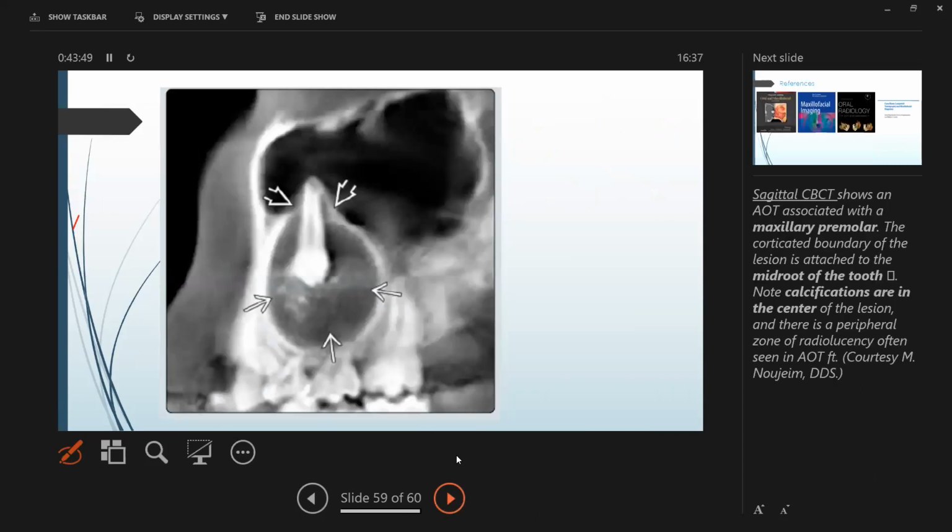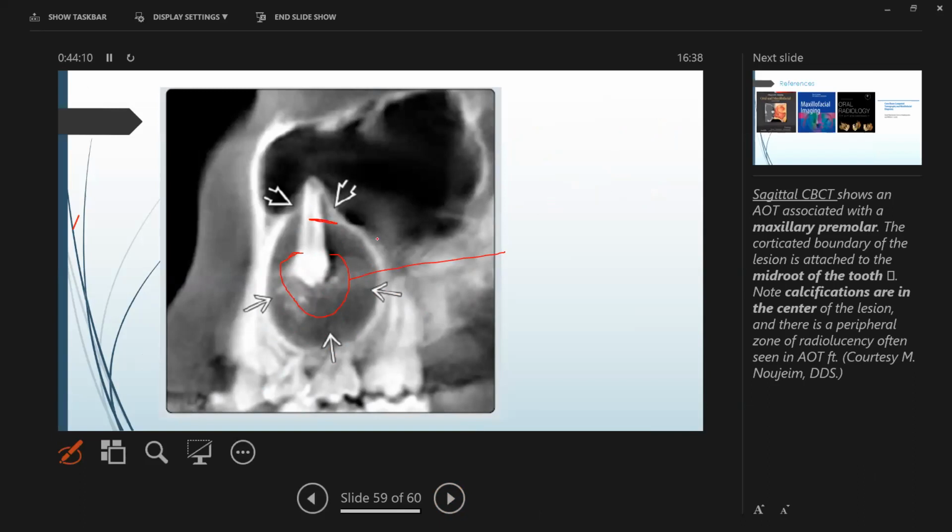So it is associated with hematomas. Here you can see how it is associated with a canine. And as I said, there is not a pericoronal radiolucency which is attached to the CE junction. If it is attached to the CE junction, then you can give the classification as dentigerous cyst. But you can see here how the pericoronal radiolucency is attached apical.